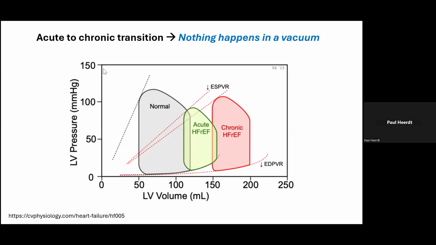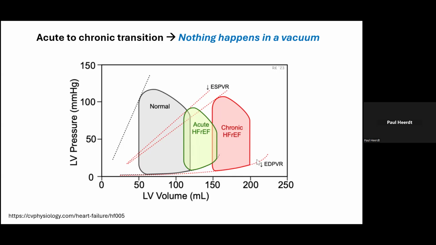I want to point out, too, when you look in the literature, that nothing happens in a vacuum. And here's the example. This is one that's showing the transition from an acute heart failure with reduced ejection fraction to chronic, where in the acute setting, you stay along the same end diastolic pressure volume relationship. But with chronic failure, you end up with thinning and dilation of the walls.